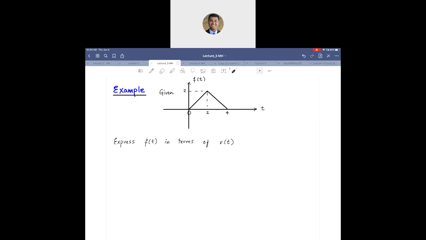So to answer this, I would say f of t equals, from 0 to 2, I would need r of t. From 2 to 4, because I need to change the slope by a factor of 2 units, right? I need to change it from +1 to -1. So I need to subtract 2 r of t minus 2.